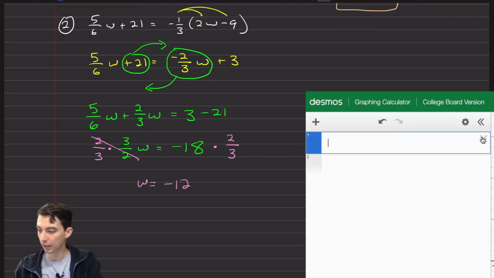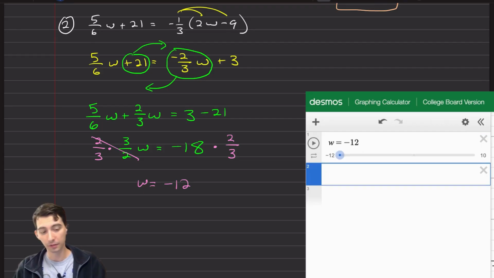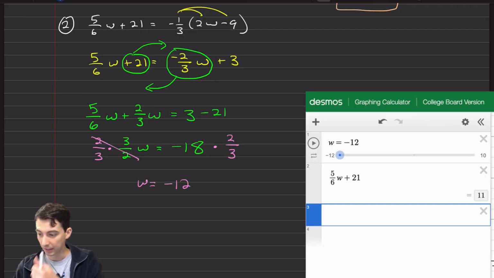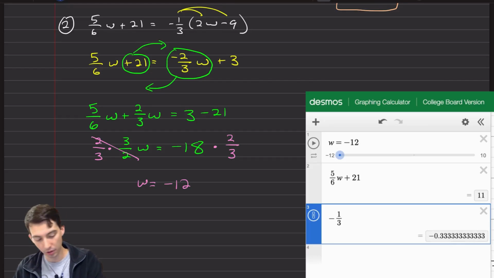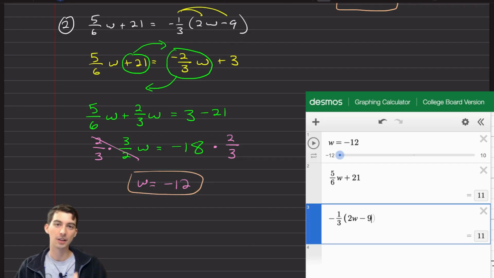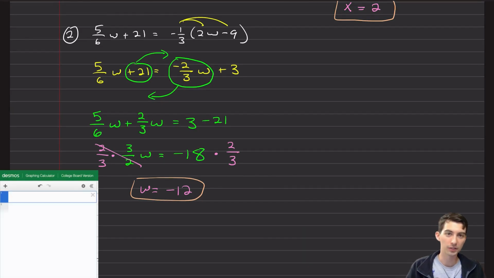So I'm going to clear out what I've got. We found that w is going to be equal to -12. Now let's type in our two original expressions. I had 5/6w plus 21. That's going to get me 11 when I plug -12 in for w here. And -1/3 times 2w minus 9, that also gets me 11. So I can put a box on my answer because I know it's right. Let's do one more example.